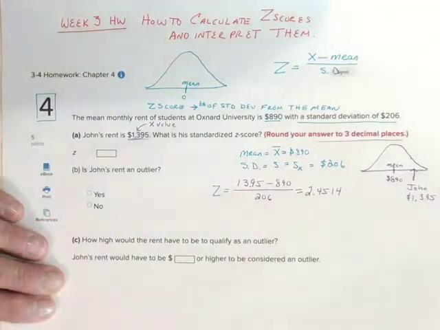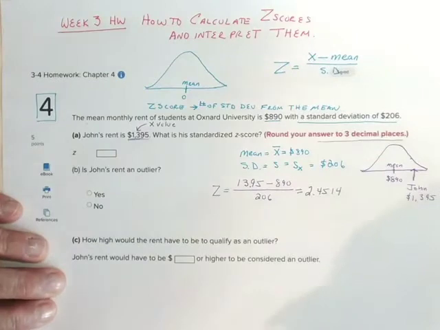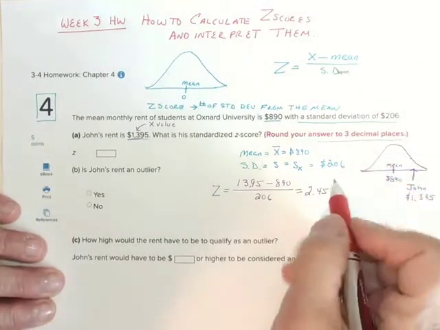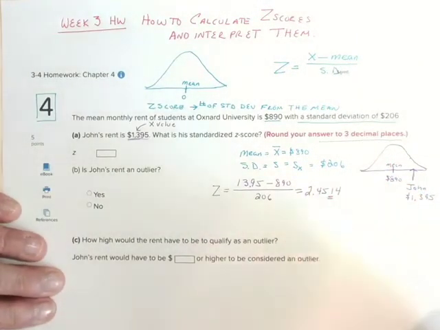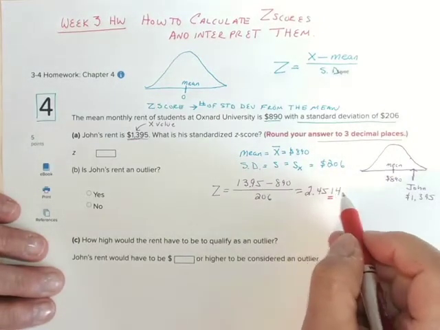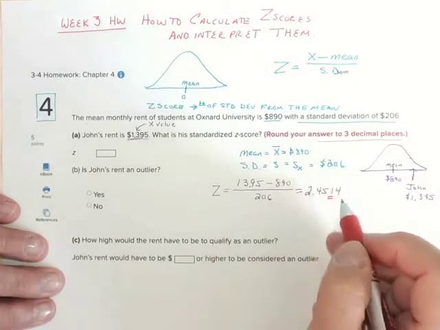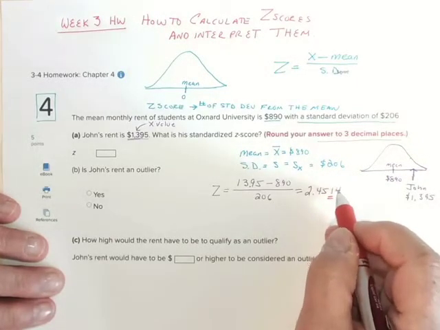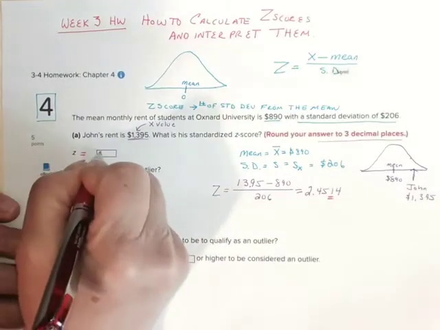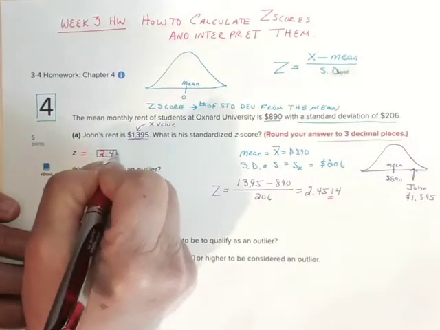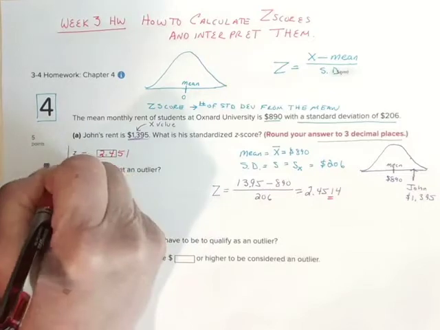So the answer, because they want 3 decimals, is where you're going to round. Remember, if it's 5 or more, you round up. Since it's a 4, the z is 2.451.